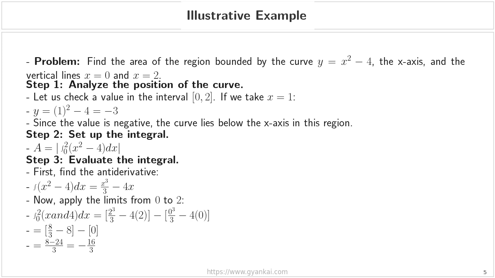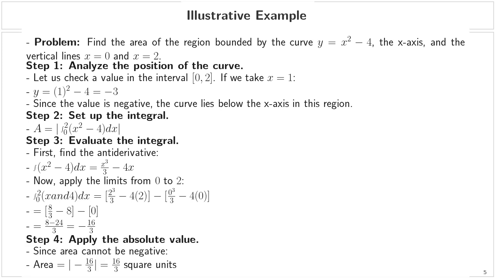Simplifying the upper limit, we get 8 thirds minus 8. Subtracting the 0 part, we calculate 8 thirds minus 24 thirds, which leaves us with negative 16 thirds. Step 4, finally, we apply the absolute value. As we learned earlier, while the integral result is negative 16 thirds, physical area cannot be negative. Therefore, we take the absolute value of negative 16 thirds, which gives us our final answer, 16 thirds square units.